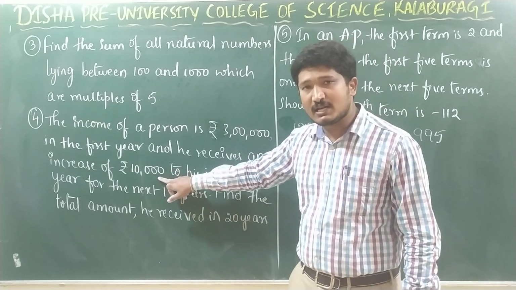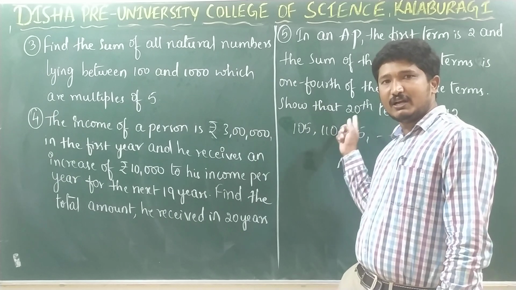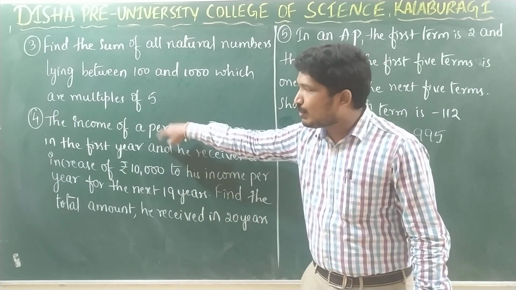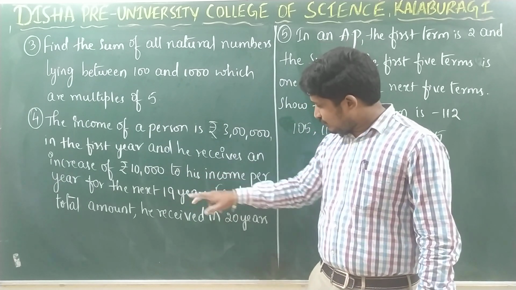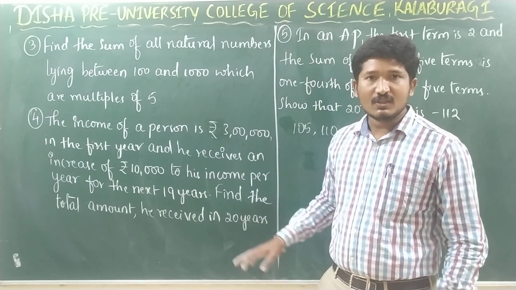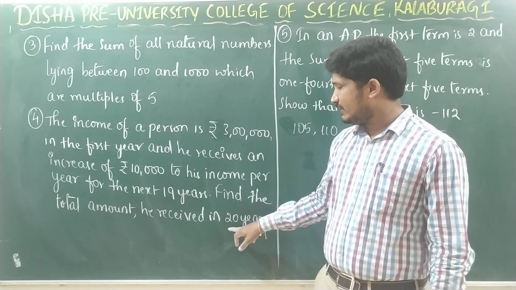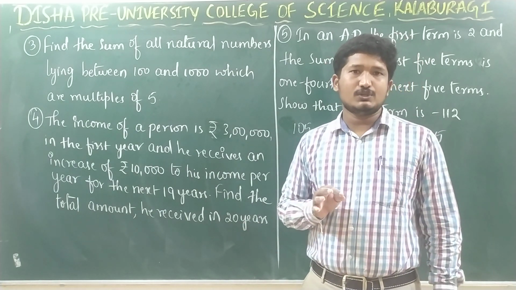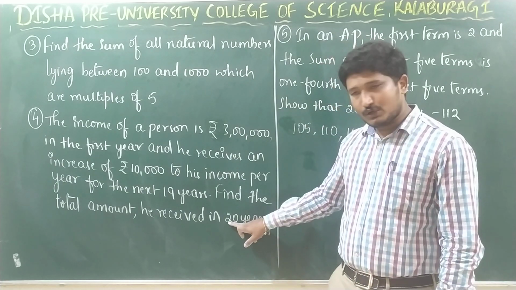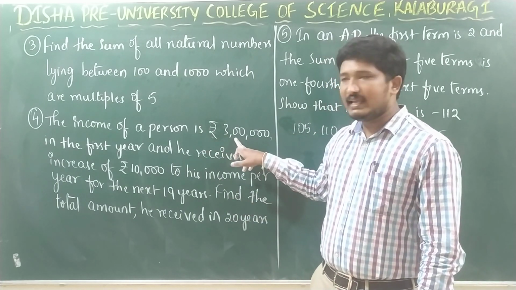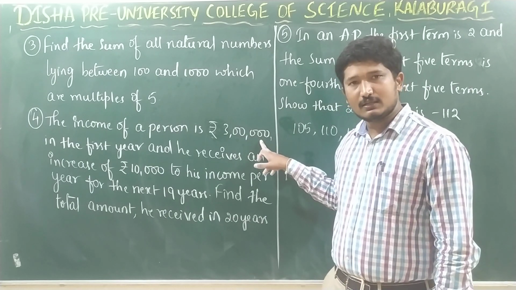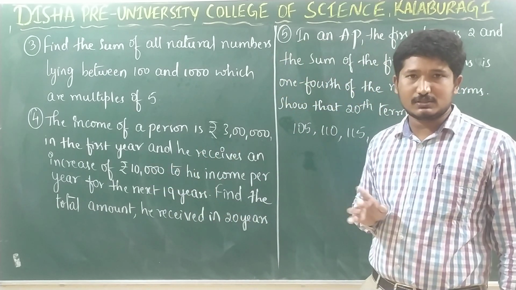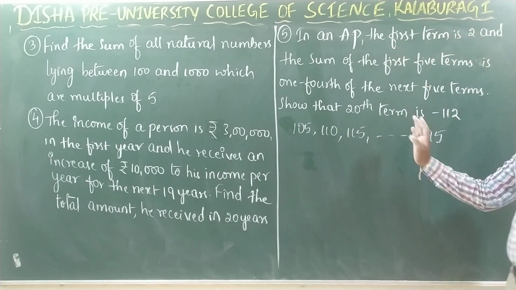This is the constant number that we are adding to every term for the next 19 years. The total number of years is 20. So we have to find how much amount he will have in 20 years. That is, S20 we have to find, using the formula Sn, where n is equal to 20, a, that is the first term, is equal to 3 lakh, and the common difference is equal to 10,000. So I hope you will solve this. Right? So let us solve the next one.